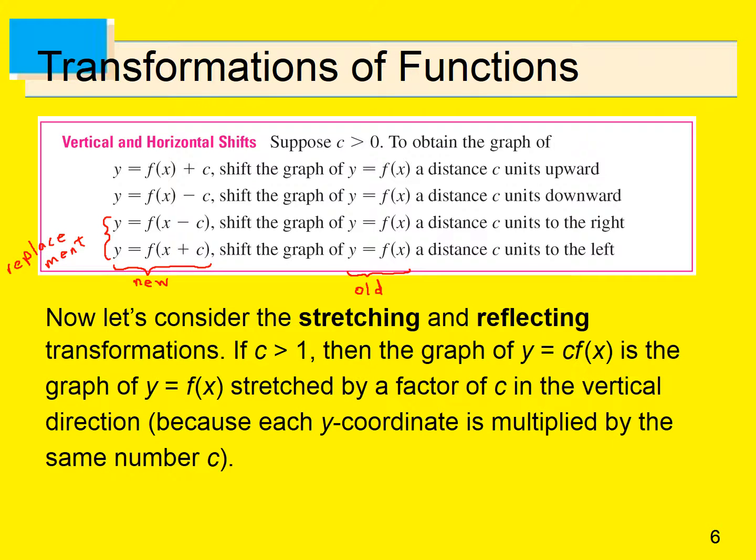Now let's consider the stretching and reflecting transformations. Okay, so stretching and reflecting. This is not just a rigid motion. We might be changing the shape of the original graph. If c is greater than 1, then the graph of y equals c f of x. Now, that's multiplication right there. F of x is being multiplied by c. Is the graph of y equals f of x stretched by a factor of c in the vertical direction, because each y coordinate is multiplied by the same number c.